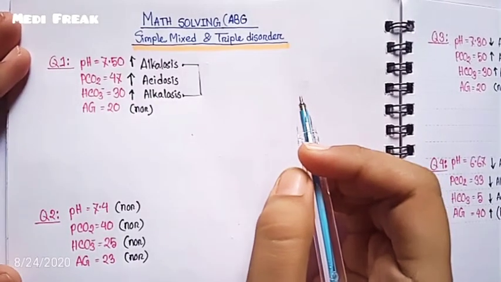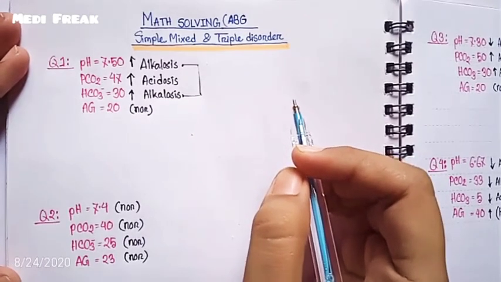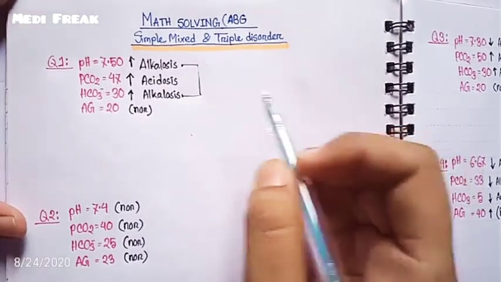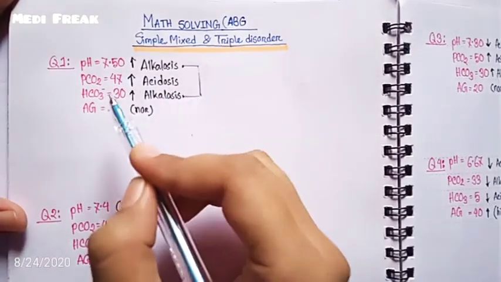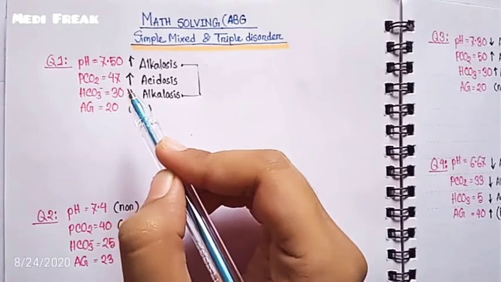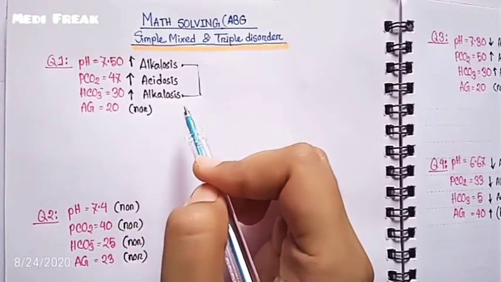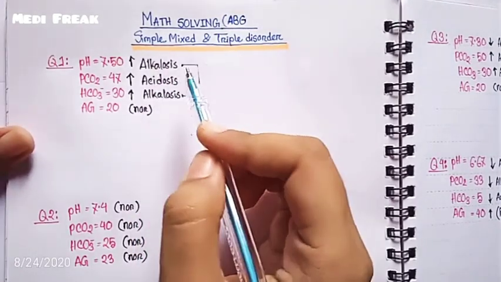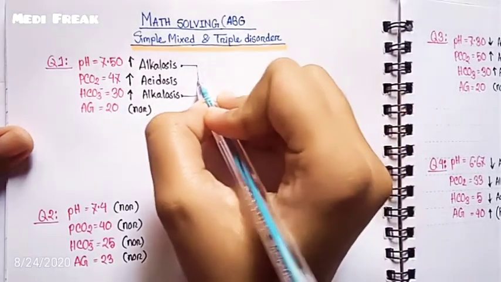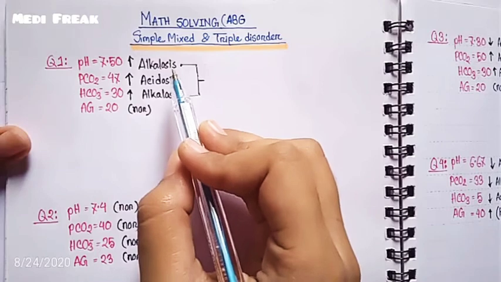In our previous video, we discussed the 6 major steps for ABG diagnosis, and today we will solve some problems. Question 1. pH is 7.50, which is increased, it will produce alkalosis. Partial carbon dioxide 47, it will produce acidosis. Bicarbonate 30, it will produce alkalosis. Anion gap 20, which is normal. So the primary problem is due to a metabolic cause, because here is alkalosis and here is also alkalosis.